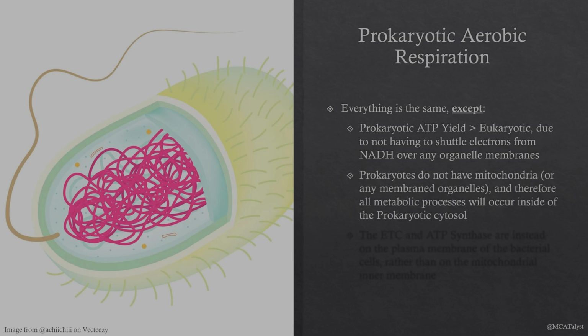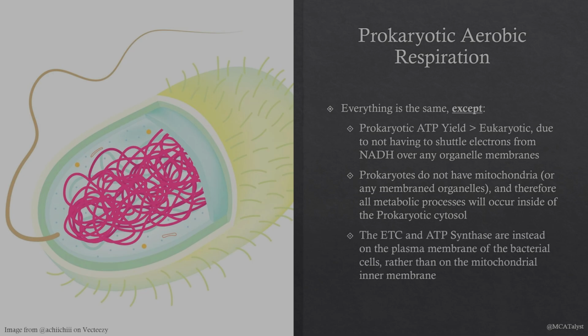Again, prokaryotes do not have a mitochondria or any membranes around their organelles. So all of their metabolic enzymes and processes are just going to occur inside of the cytosol of the prokaryotic cell. So how exactly does this work with the electron transport chain? The ETC and ATP synthase, instead of being located on the inner mitochondrial membrane like in eukaryotes, are actually just located on the plasma membrane of the bacterial cell.